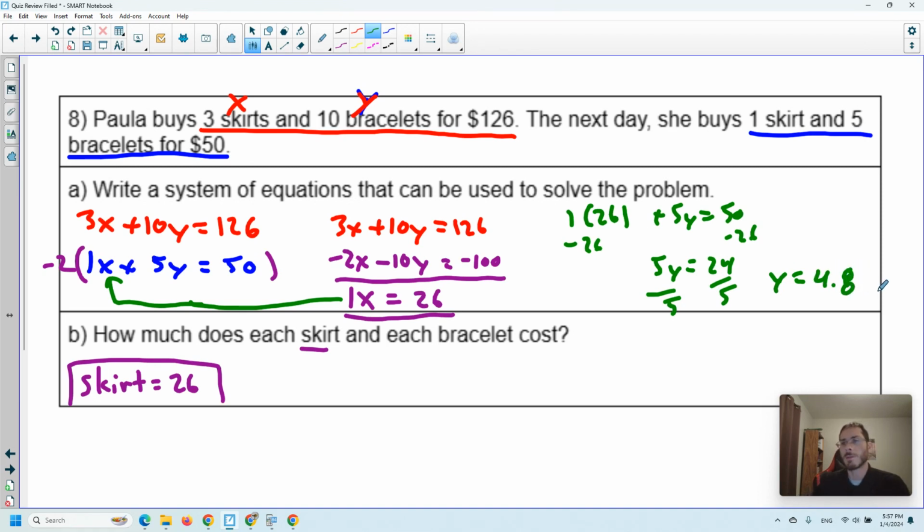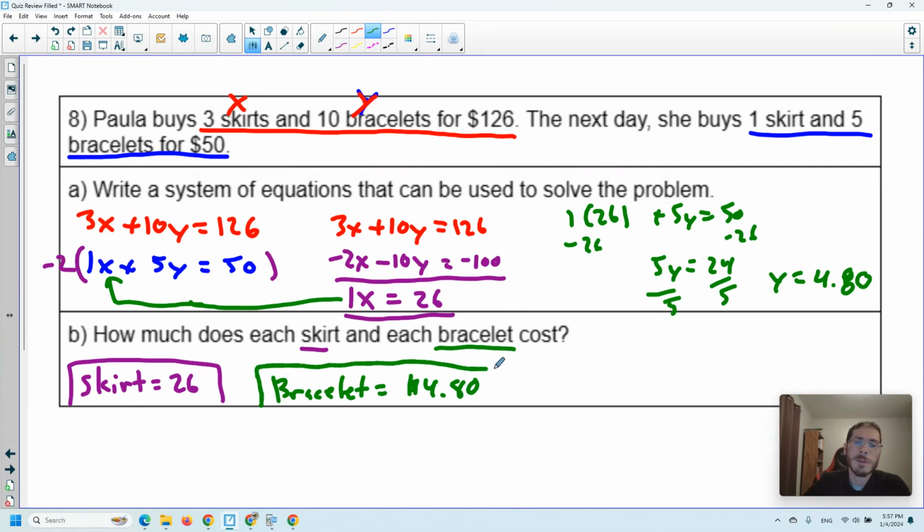But that's okay, because remember, the whole context here is with money. So 4.8 is really $4.80. So that's a legal amount of money. That seems normal. So for a bracelet, it's going to be $4.80. And so that's what we get for our answer.